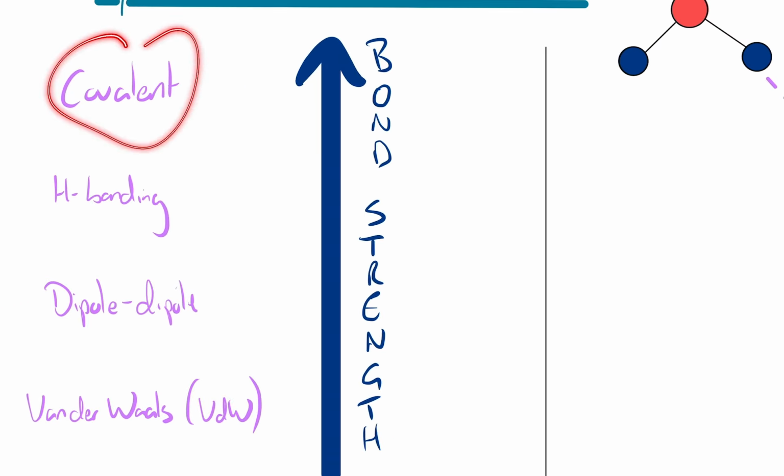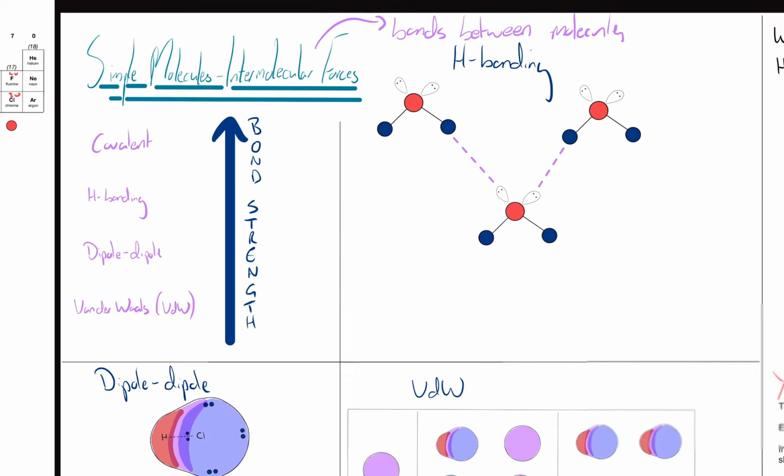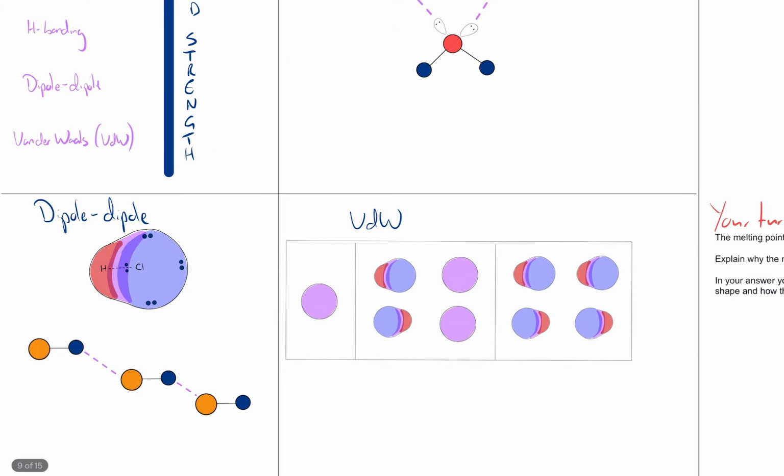Covalent bonding is much stronger than these. Hydrogen bonding is the strongest, dipole-dipole next, van der Waals next. And we'll explore these in turn, starting oddly enough with dipole-dipole.